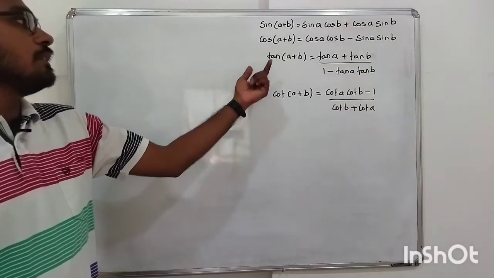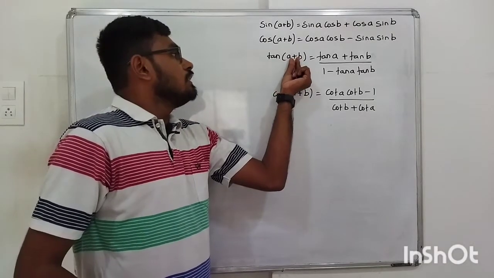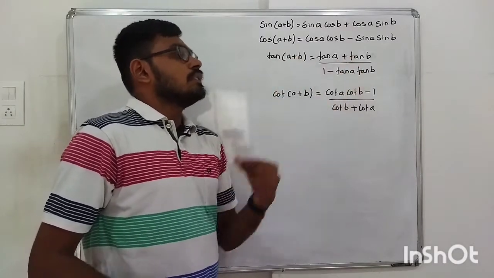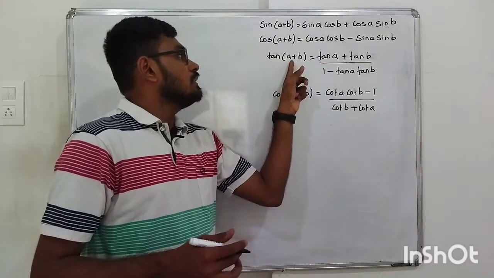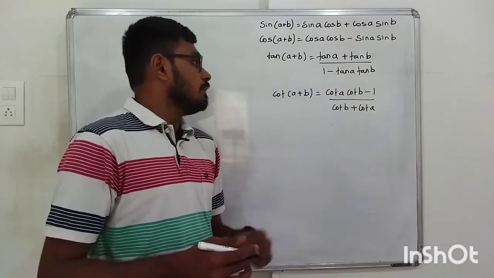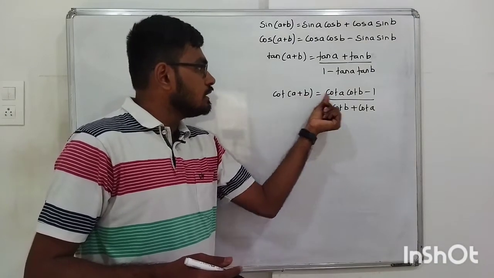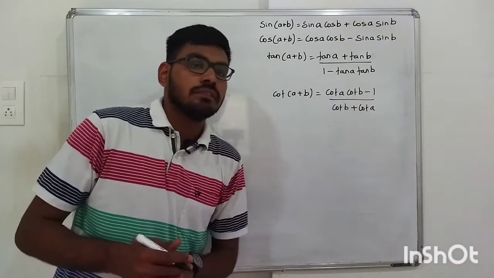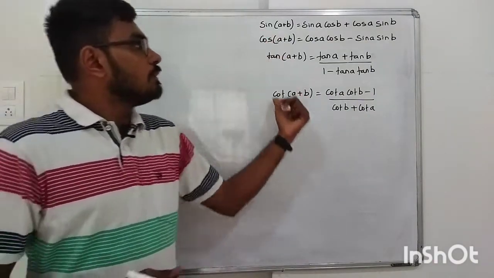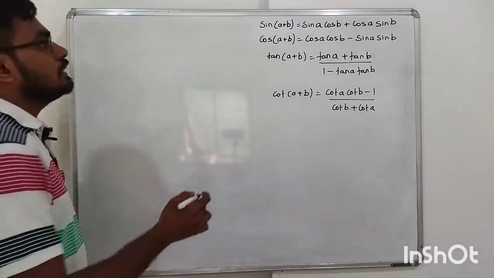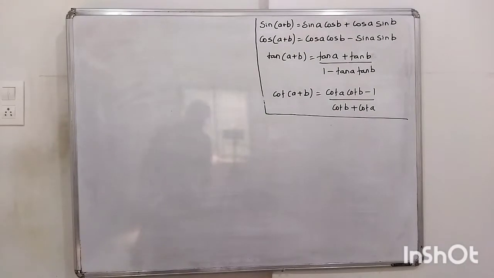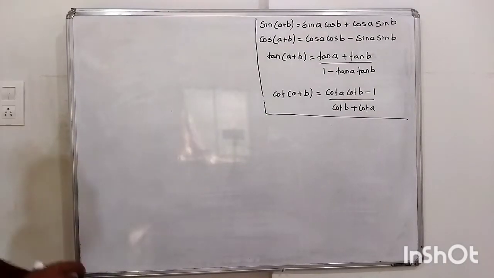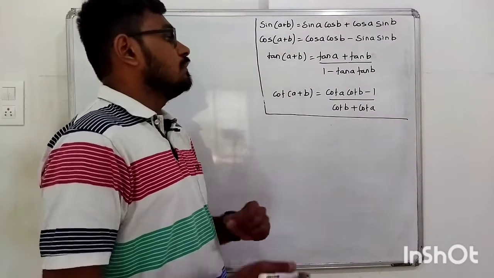See, for tan of a plus b, when this sign is plus, this sign is minus, and if it is minus here, this will be plus and this will be minus. Same thing here: if this is minus, this sign will be plus and this sign will be minus. The remaining formula remains the same. So these are the four formulas. We'll solve problems based on this now.